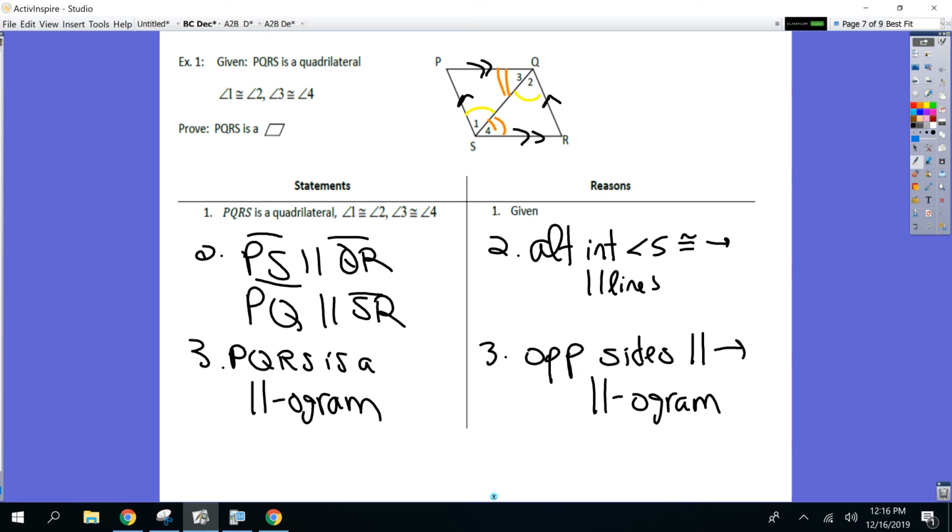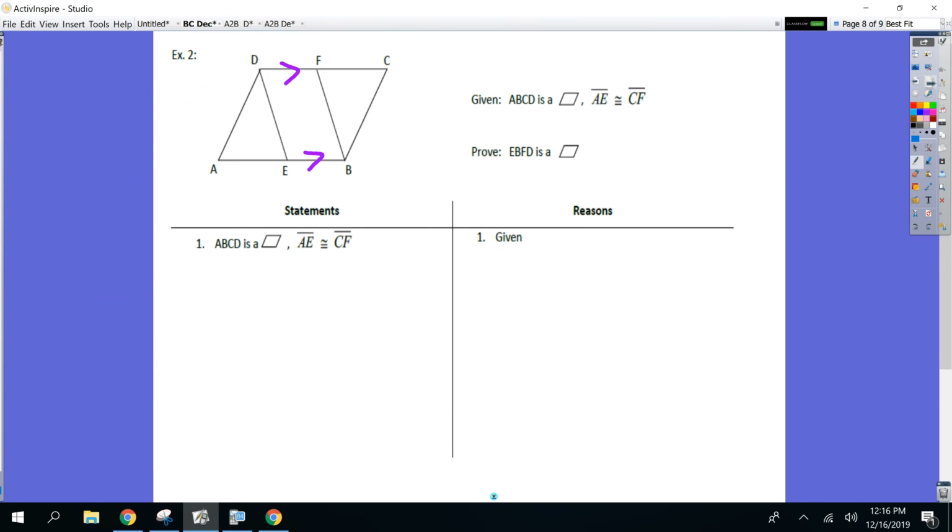Everyone else comfortable before we get to the next one? Because as you know in here, they increase in difficulty. We okay here? All right, here we go. How about this next one? Ooh, how about this? You're given a parallelogram and got to prove a parallelogram in the same darn diagram. Woo!